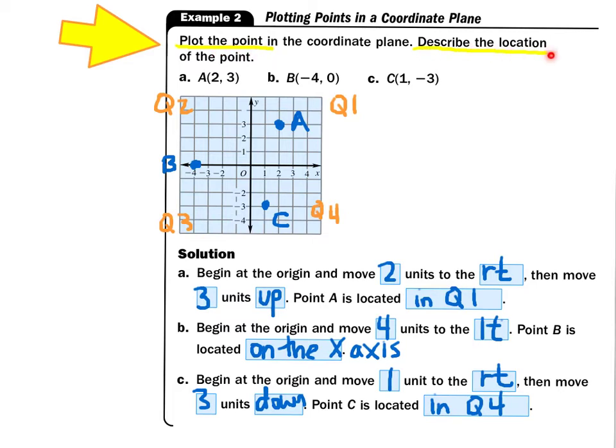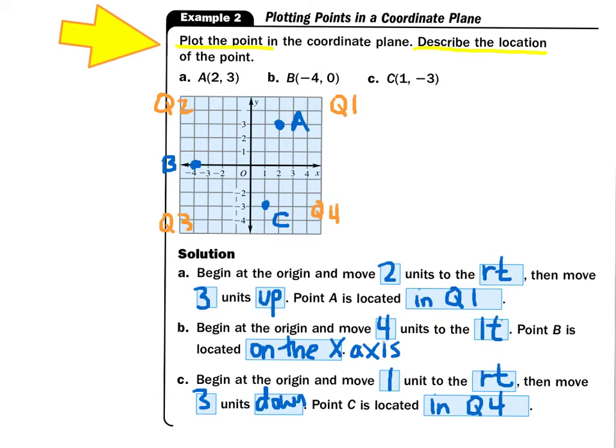Example 2, they want us to plot the points and then describe the location of the point. So take a look at A. They give us (2, 3). So start at the origin. Positive 2 means move to the right 2. Positive 3 means go up 3. So draw a solid closed dot and label it A. And then I want you to notice I put the quadrants in orange here. So I would graph the point, and then I would tell somebody that point A is located in quadrant 1.